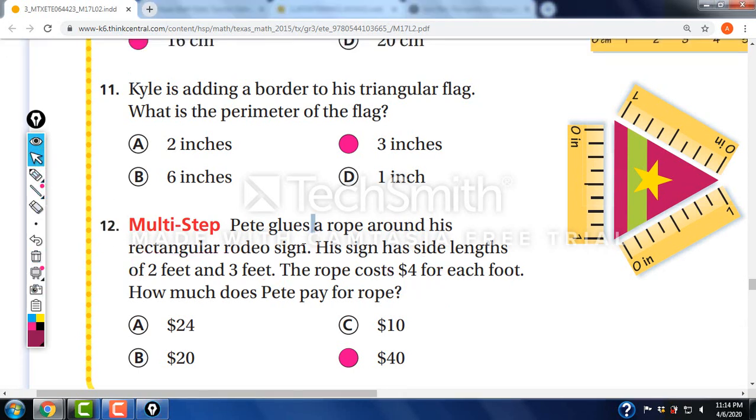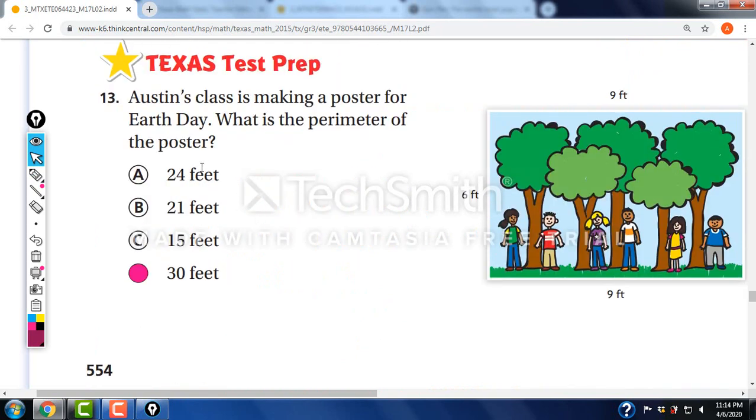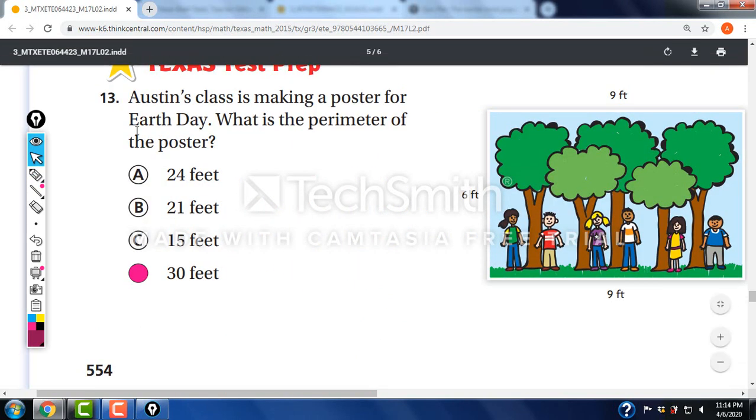Alright, we're going to take a look at the rest. Oh, let's finish this one. Austin's class is making a poster for Earth Day. What is the perimeter of the poster? Here's the poster here. You have the missing number here, but you know they're congruent. So 18 plus 12 gives you 30.